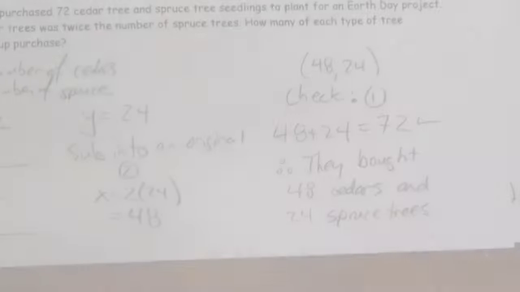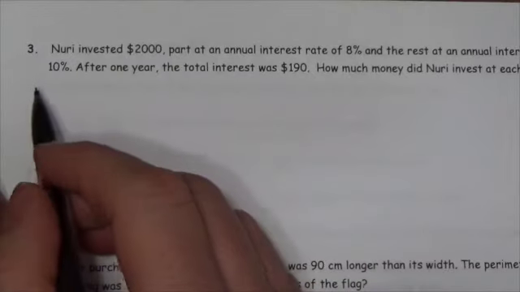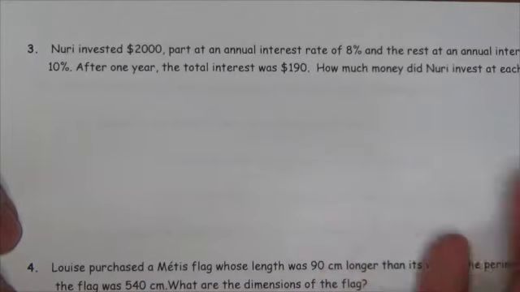There you go. Whoops. Nuri invested $2,000, part at an annual interest rate of 8% and the rest at an annual interest rate of 10%. After 1 year, the total interest was $190. How much money did Nuri invest at each rate? So the question here really is just how much did she invest at each rate?